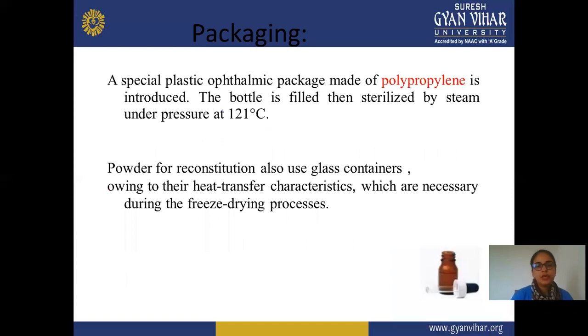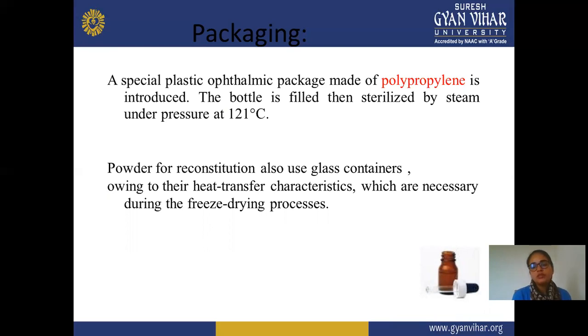Next, in continuation of packaging, a special plastic for ophthalmic packaging made of polypropylene is introduced. The bottle is filled and sterilized by steam under pressure, at 121 degrees Celsius. This means that when we are packing a normal ophthalmic preparation or formulation, we must maintain sterile conditions, and for sterilization we are using the steam sterilization procedure.